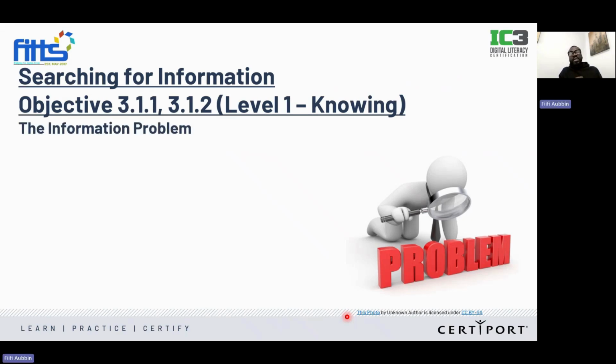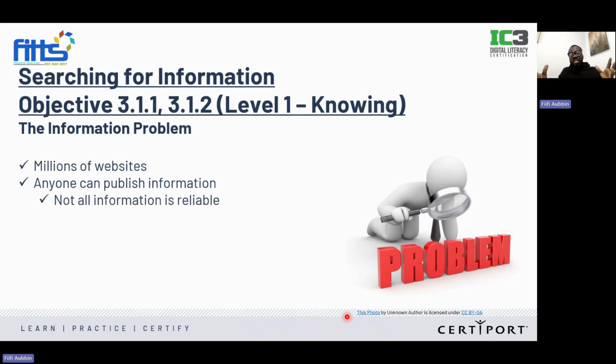So we've got a problem, and what is this problem? It is the information problem. When you look at what's happening all over the world, we've got millions of websites, and day in, day out, people are publishing information online. And it's a lot, from Snapchat, from Instagram, from the blogs, from the news. A whole lot of information is just trickling in on X, on Twitter. So not all information you see out there is reliable.